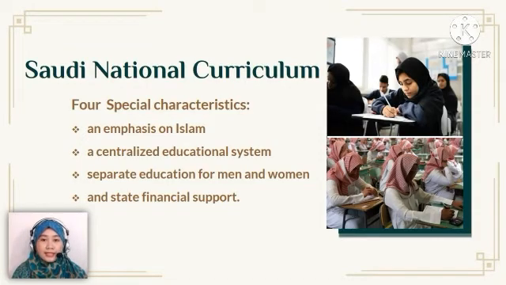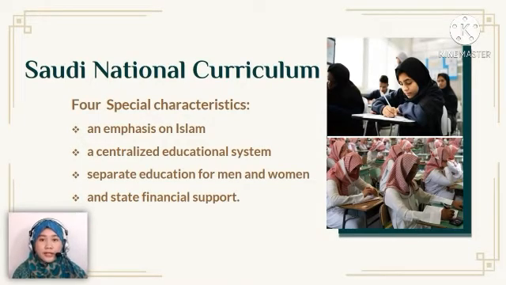Second, a centralized educational system. The centralized educational system for men is under the jurisdiction of the Ministry of Education, and for women, under the General Presidency of Girls' Education. All schools at all levels utilize the same method of instruction, textbooks, evaluation techniques, curricula, and educational policy.